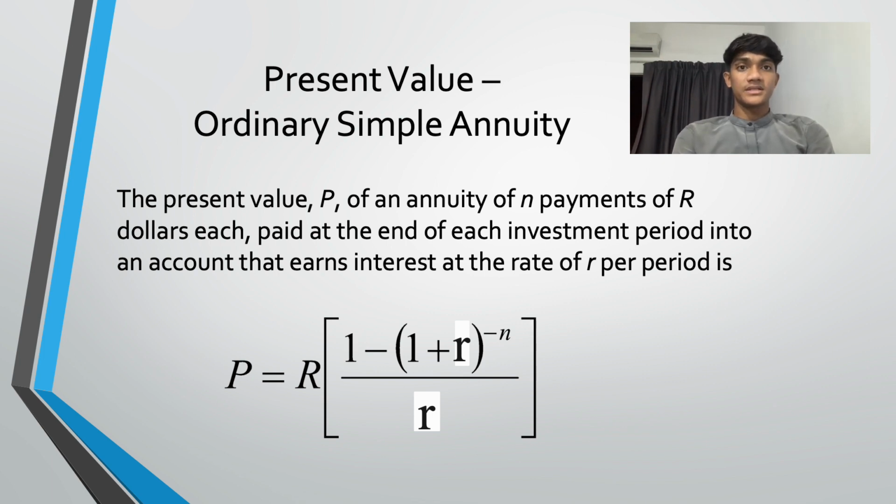Now let's take a look at the formula for present value of an ordinary simple annuity. As you can see in the formula, the present value, which is P, of an annuity of payments of $R each, paid at the end of each investment period into an account that earns interest at the rate of I per period, is.